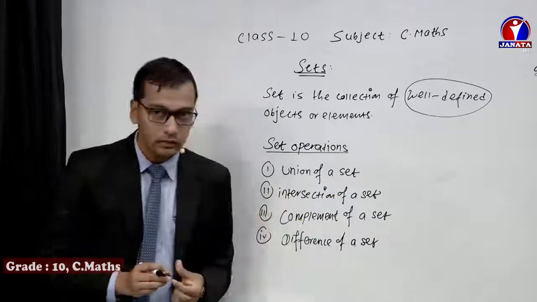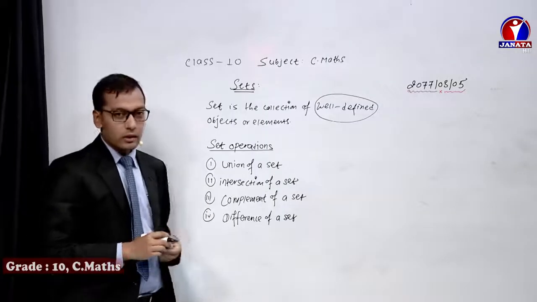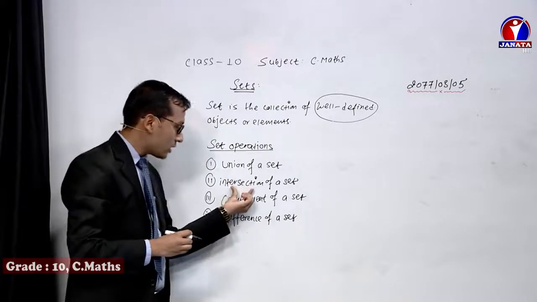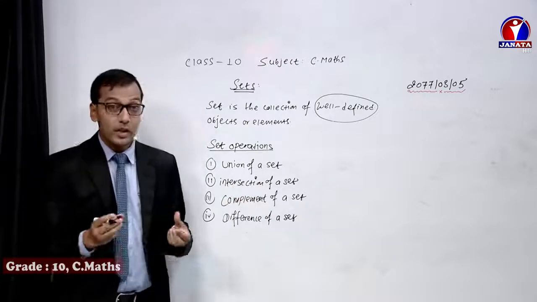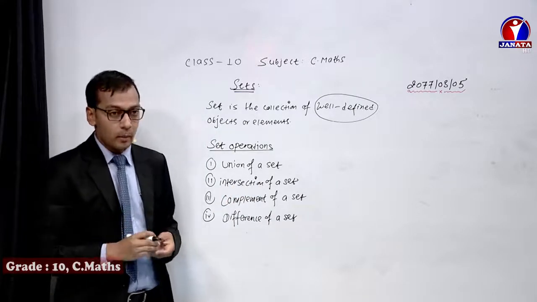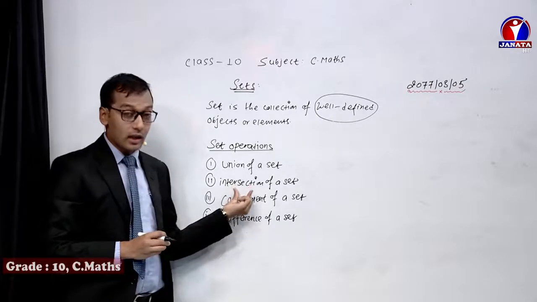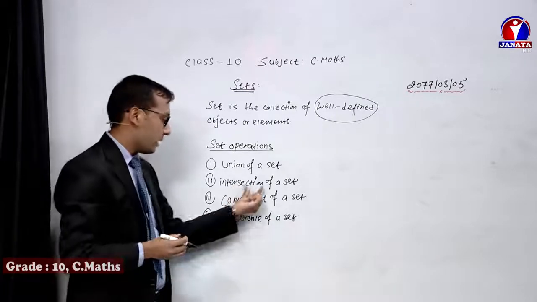Intersection of a set: if there are two sets A and B, the intersection of a set are those elements of set A and B which are common. Common elements of set A and B are called the intersection of sets.